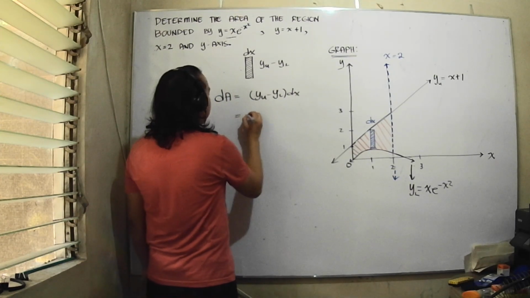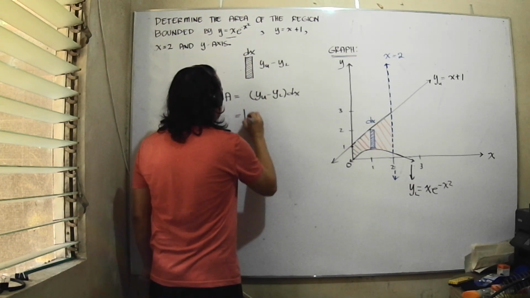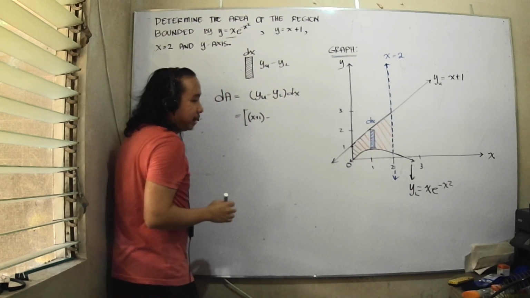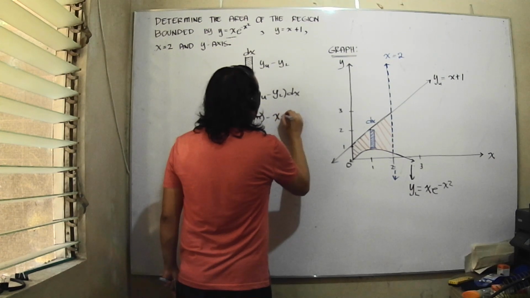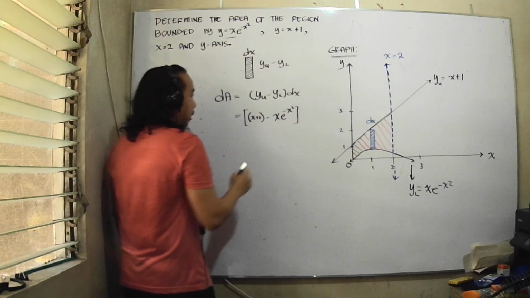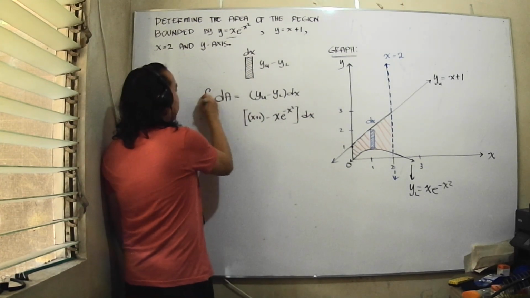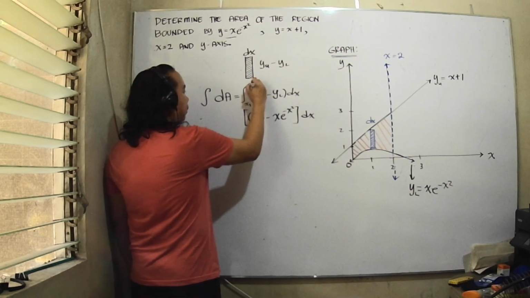Now for this case in the area, our y upper is equal to x plus 1. Y lower is equal to x to the power of negative x squared. And then dx. I want to integrate it. So dx, so x1, x2.